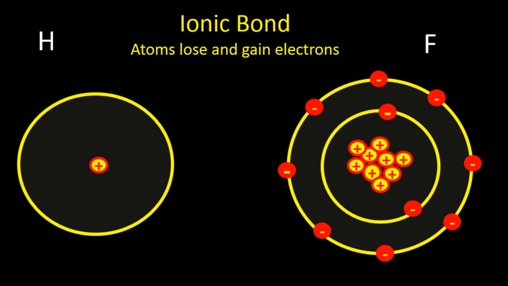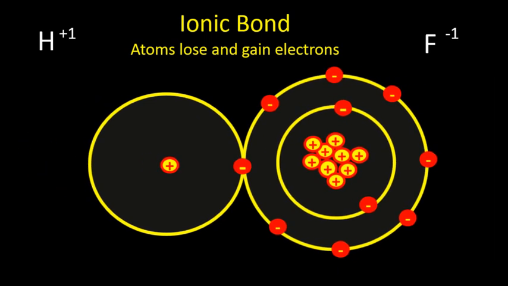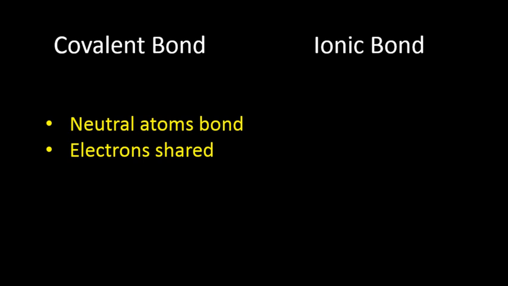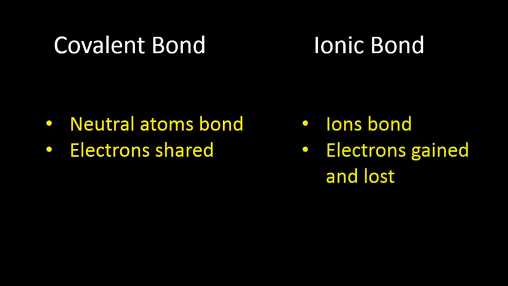And so again, we see that these 2 ions are going to form together in a molecule, and this would be an ionic bond, where the bond is between 2 ions, not 2 neutral atoms. And so, to review, the covalent bond is a bond between neutral atoms where the electrons are shared, and the ionic bond is between two ions and electrons are either gained or lost.